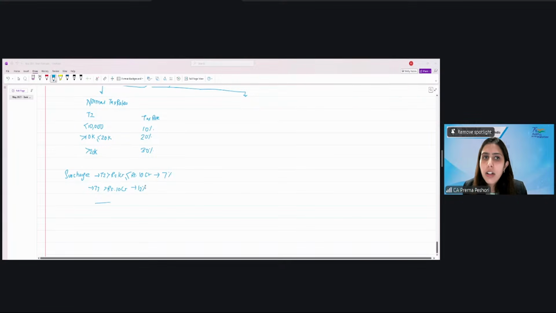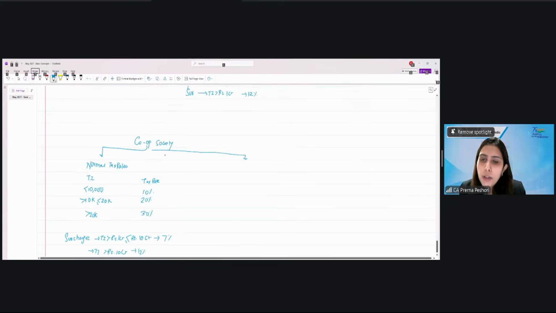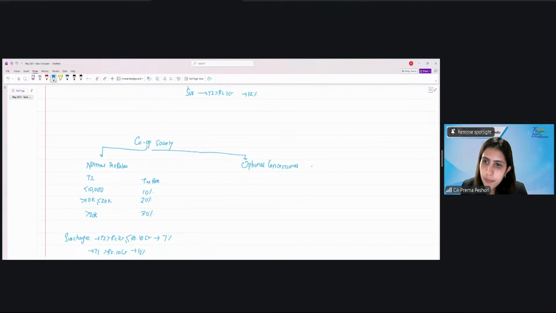Now, apart from that, the cooperative society can also opt for the optional concessional tax regimes.